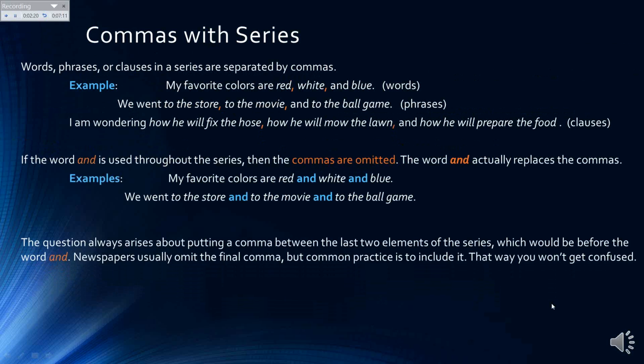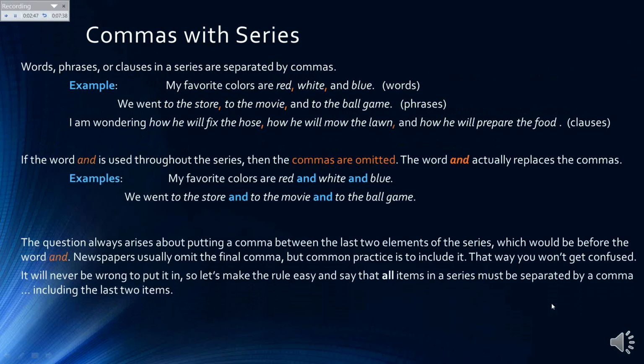Now there is always the question about where to put the comma before or after that last and. Newspapers usually omit that final comma before the and, but usually in other writing common practice is that we include it. I would prefer that you go ahead and put the comma before that last and, that way you won't get confused. It won't ever be wrong to put it in. So you can make it easy on yourself and say, I'm always going to put it in.